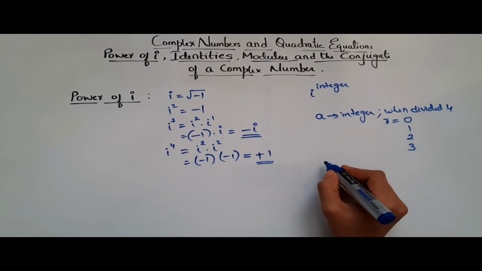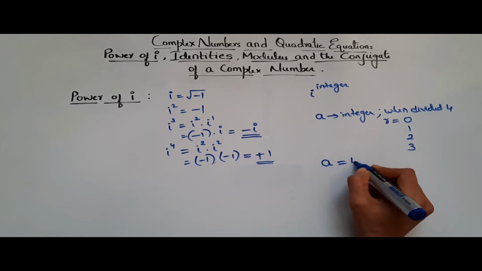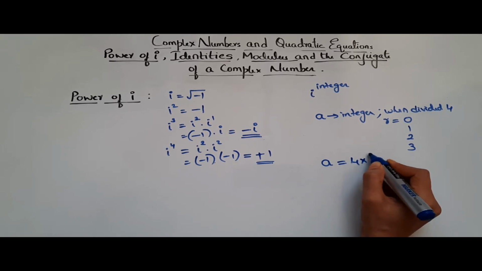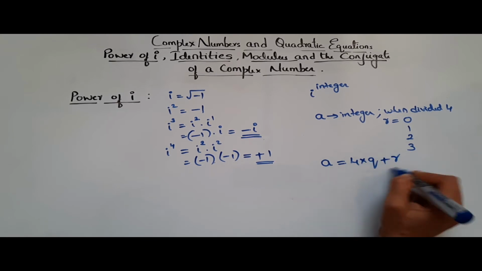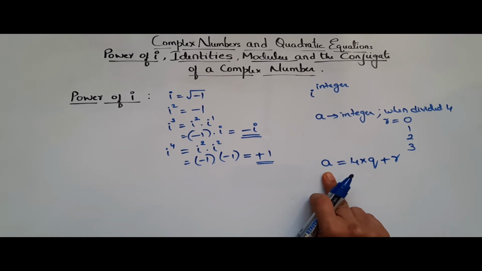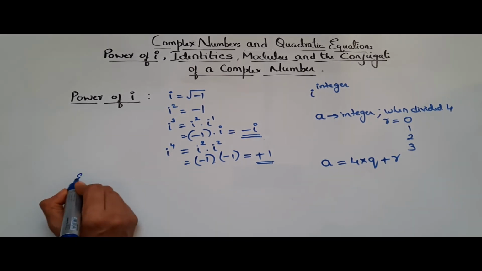So in Euclid's division lemma we know how to write this integer. You can write integer a is equal to 4 into quotient, here let's take q, plus remainder. So this is equal to a, right? This we have seen in 10th standard. Let me give an example. You will understand better.